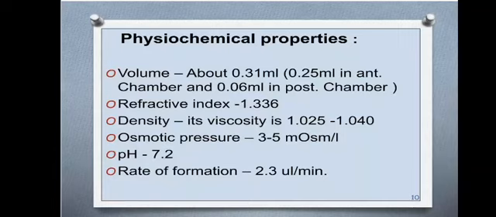Physiochemical properties, that is, the volume is about 0.31 ml. Refractive index is 1.336. The density, its viscosity is about 1.025 to 1.040. Osmotic pressure is 3 to 5. pH is 7.2. The rate of formation is 2.3.